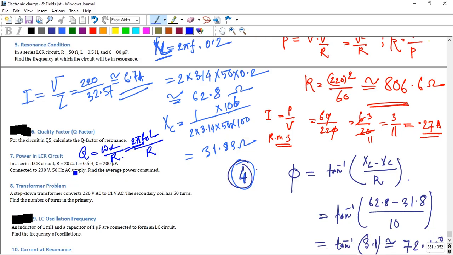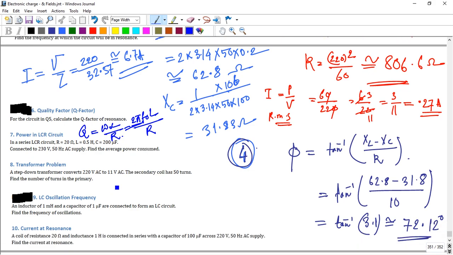Now question number 7. In an LCR circuit, R, L and C are given, connected to a 230 volt 50 Hertz AC supply. Find the average power consumed. That's very important. How to find the power? The formula for power is VI times cos phi. Voltage is 230 volt, and current is not given here. So now find the current, and find phi also.